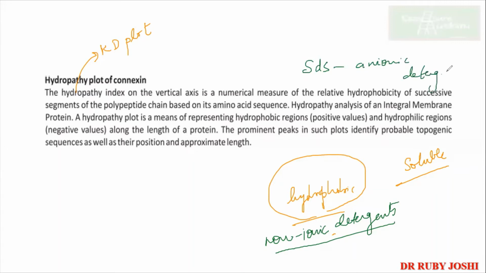What about Triton X-100? Non-ionic means like Triton X-100 or X-20. These are the non-ionic detergents which you use for the membrane-bound or hydrophobic proteins, so that they don't precipitate out. Okay, guys, you have to remember.